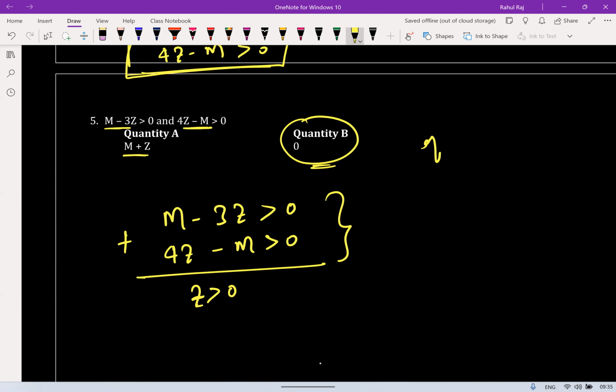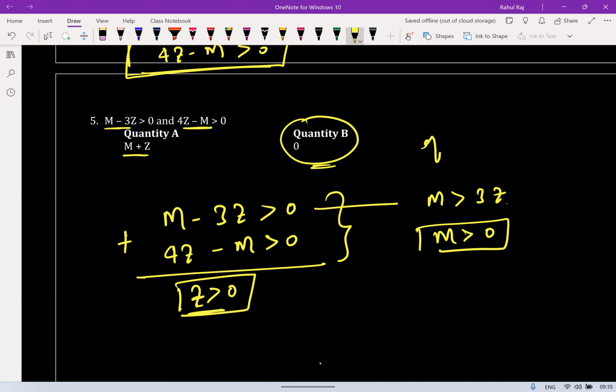Option number 1 says that m is greater than 3z and m is less than 4z. In both cases, if z were 0, then you get 0, so both quantities would be equal. But z is greater than 0, Alexa, not 0. M is greater than 3z, so m should be greater than 0 as well. Now we are done. If m is greater than 0 and z is greater than 0, can I say m plus z has to be greater than 0? I don't know the exact value, but I know 100% that it has to be greater than 0.